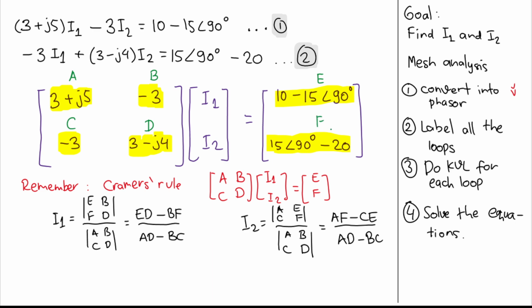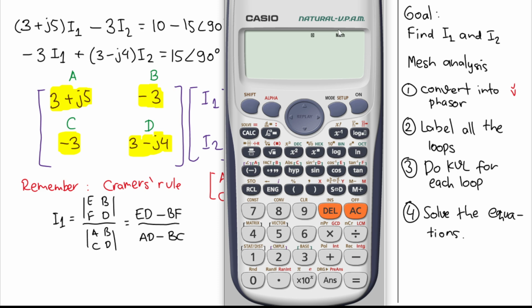Let's pull out our calculator and plug in A, B, C, D, E, F. Let's set up our calculator for complex numbers: setup, and then number 2. Then we enter 3 plus j5, so 3 plus 5i. Shift store, and we save this 3 plus 5i as A. Then we need to save B, which is minus 3, with shift store as B.